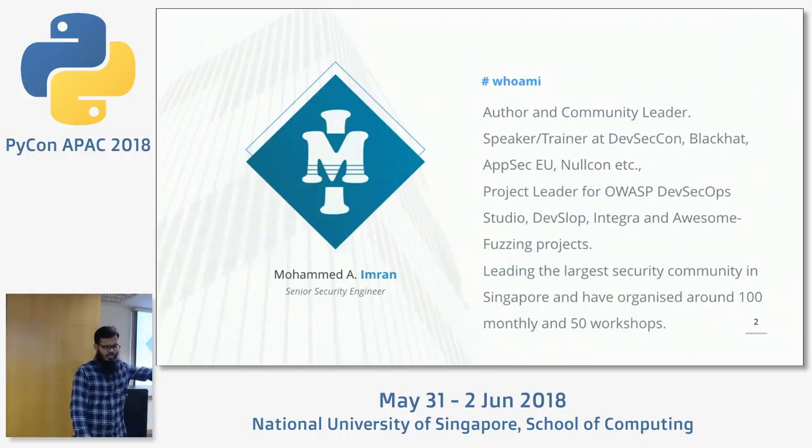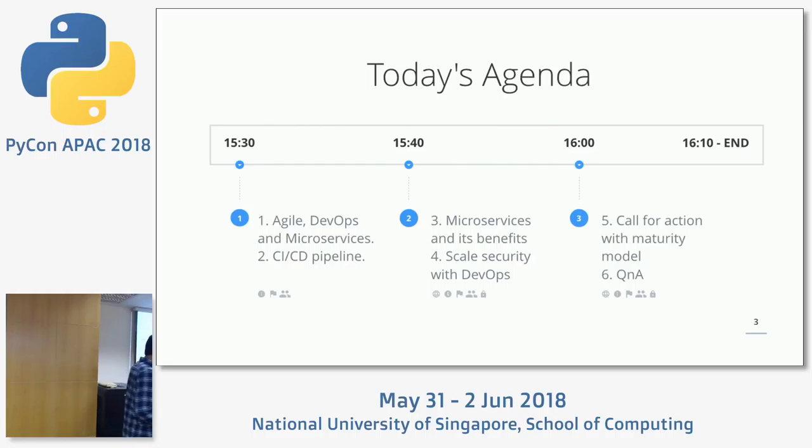Great, so you already gave the introductions. I'm not going to repeat the whole slide again. So today we are going to discuss what Agile and DevOps is all about and why we started using those terms. And then we'll look into microservices, what they are, how they benefit us as an organization or as an individual. And then finally, we'll look at something called the DevSecOps maturity model, where you can go ahead in your organization and embed security as part of your CI/CD pipeline or DevOps pipeline.